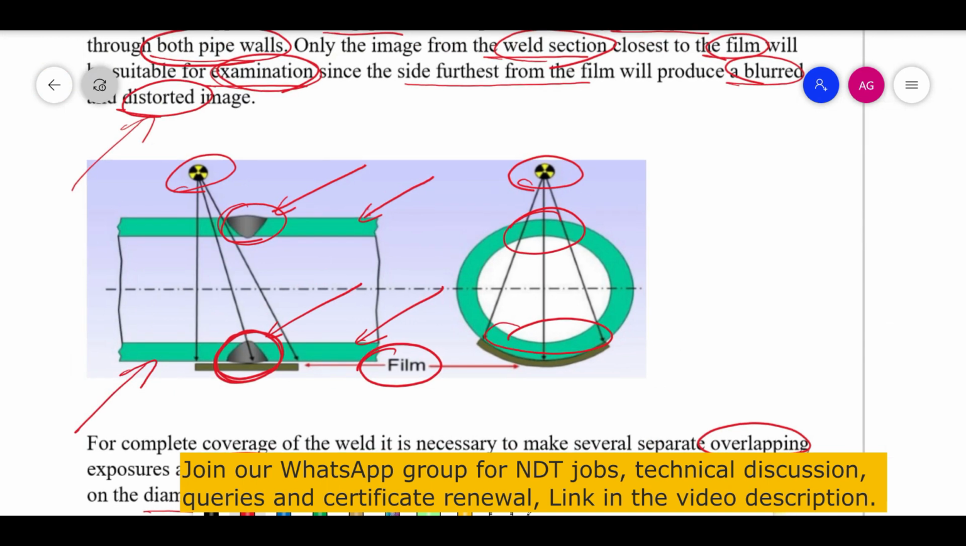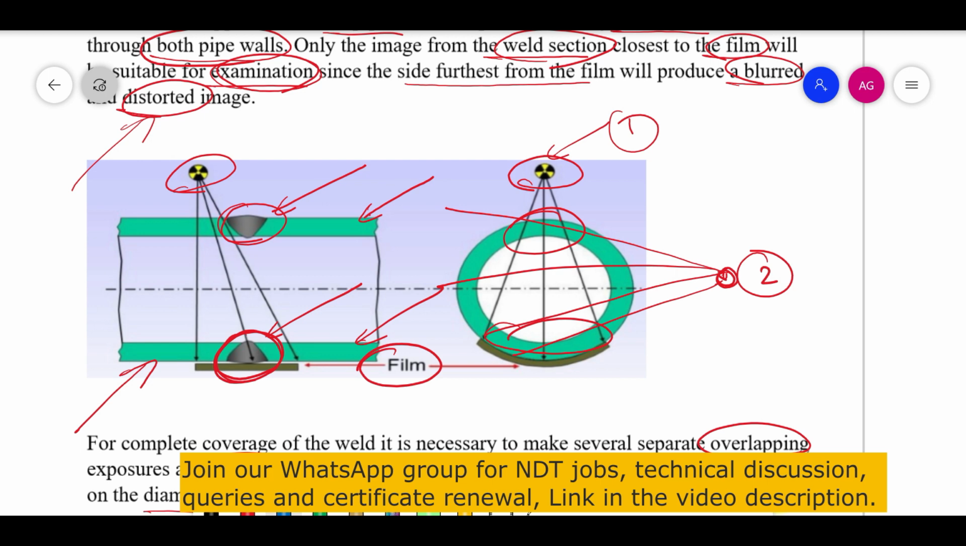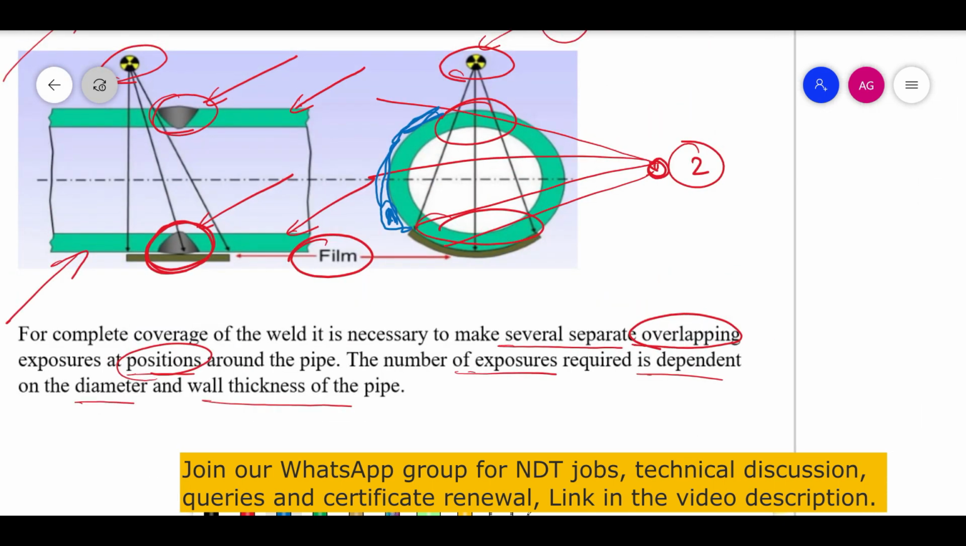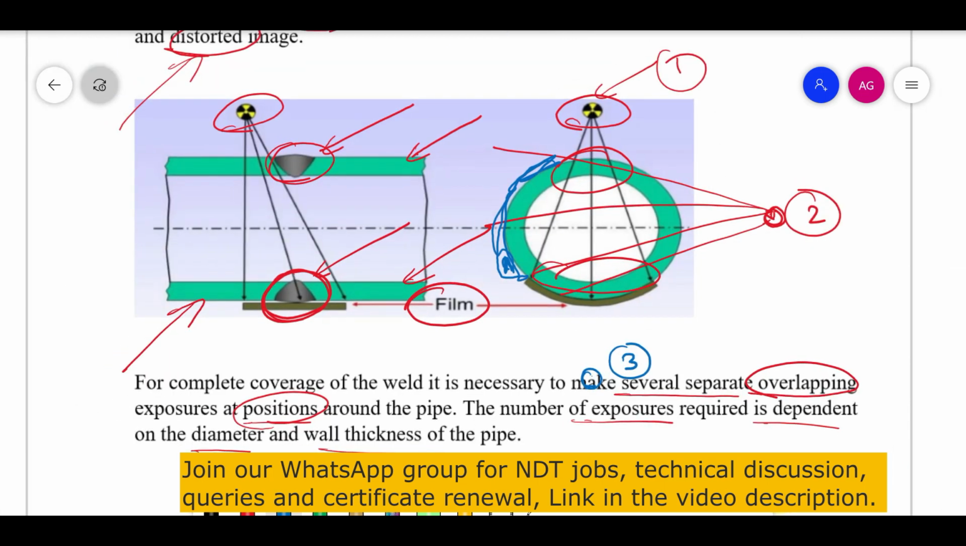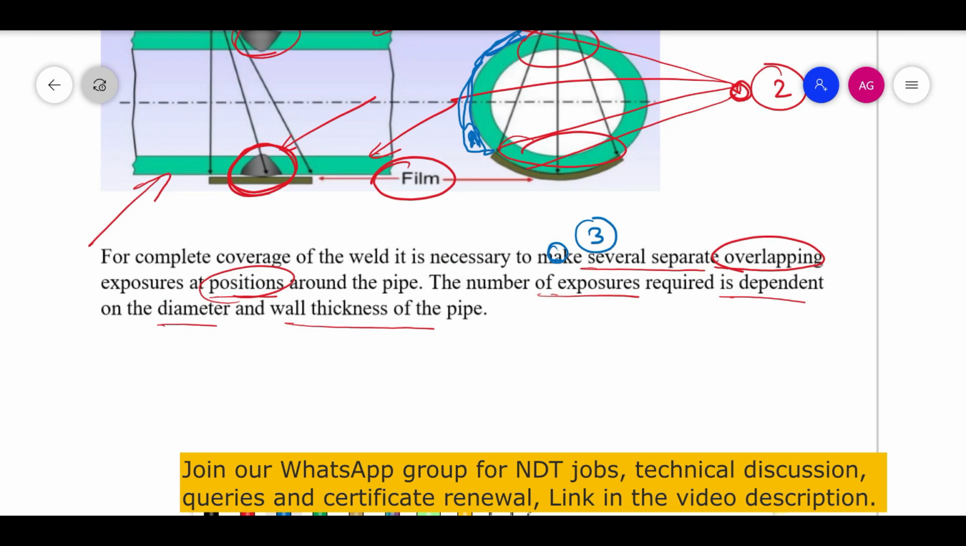Like here is the first exposure, suppose. In the second exposure you have to place the source here. Suppose this is the second exposure, and your film is here. After that, here you have to keep your source. This is the third exposure. So you have to take more than one exposure, and after that you will get an exact image of your welding.